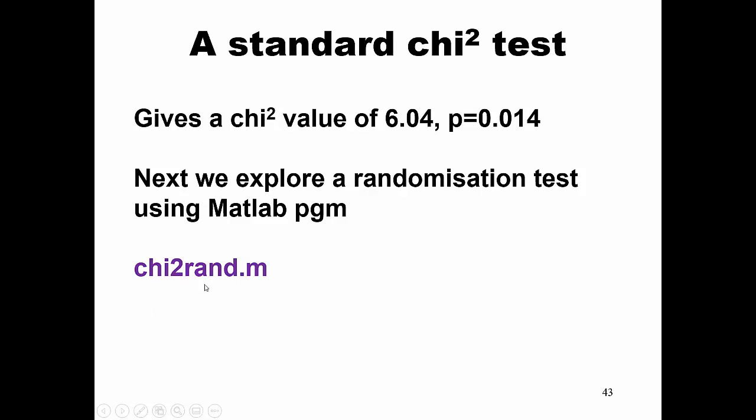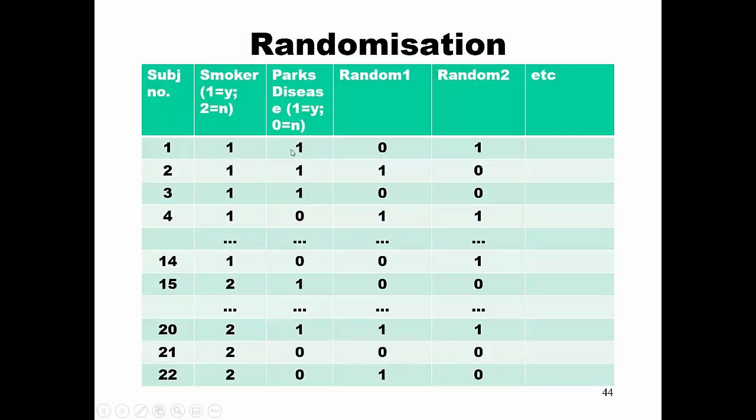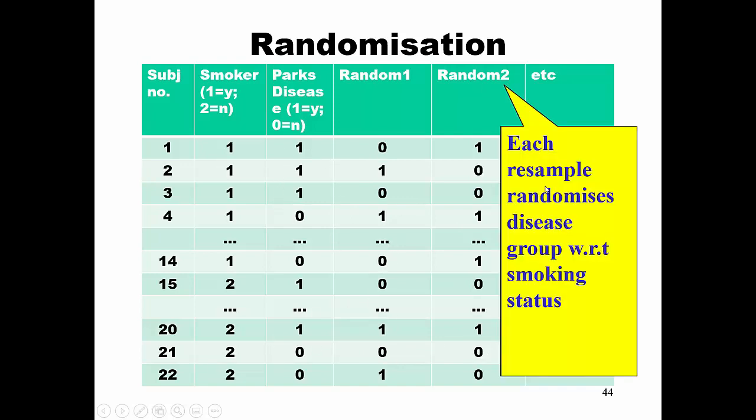And here is the chi2rand.m program. These are all available on my GitHub repository for these programs, the link for which is given in the description for this video. So here we go. There's the original data, and we leave the smoking condition the same, and we just randomize without replacement these numbers. Here's one randomization, here's another. We go on for 5, 10,000 randomizations, and then we get a distribution of the scores for each of these sets of data against which we can compare the real data. So each resample randomizes disease with respect to smoking.